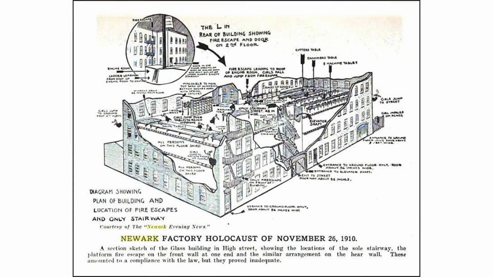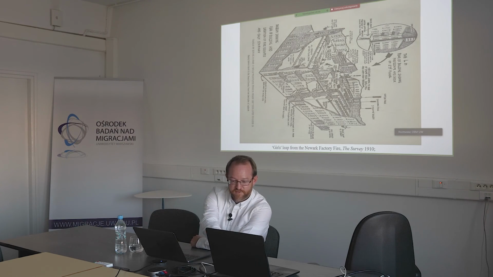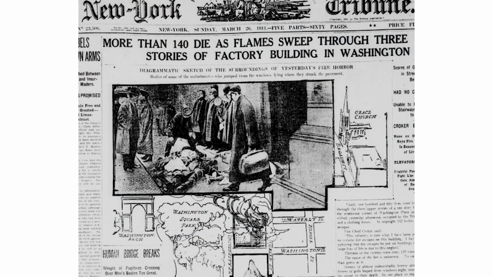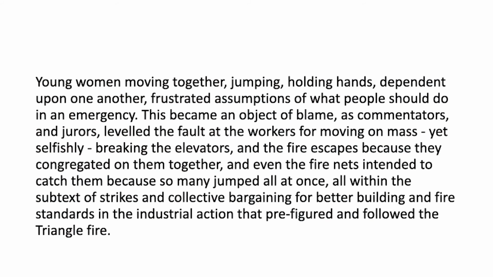In earlier histories of high-rise evacuations, also in North America, more collective and solidaristic forms of evacuation, in the manner of leaping from a burning building, led to thousands of female migrant workers dying in high-rise tenement factory fires. And indeed, what shapes my analysis of the 1911 Triangle Shirtwaist factory fire is how people moving together, jumping, holding hands, dependent upon one another, frustrated assumptions of what people should do in an emergency.